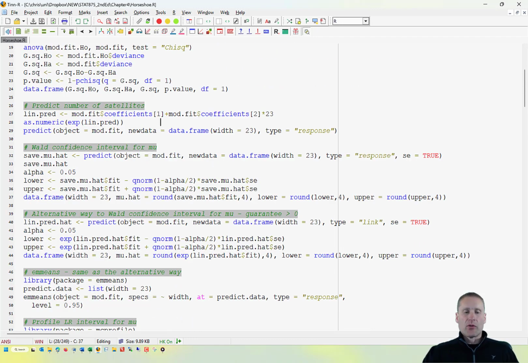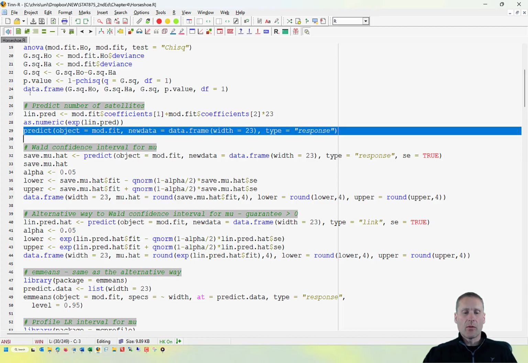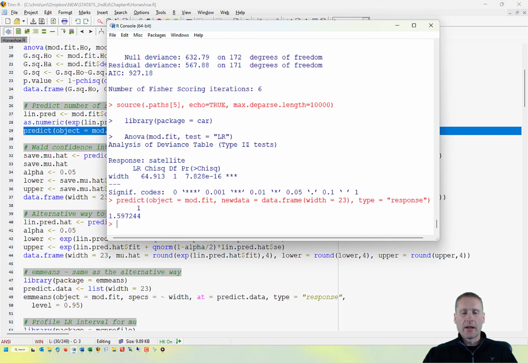So I can say predict, object equal mod.fit. Newdata is the argument where you put in, well, what are your x's essentially? In this case, I'm going to form a data frame that has a width variable of 23. This variable here has to have exactly the same name as what's in the original data frame. And then I'm going to say type equal response because I want to estimate essentially the mean response. When I go ahead and do that, I get 1.6, just like what we did with those by hand calculations, you could say.